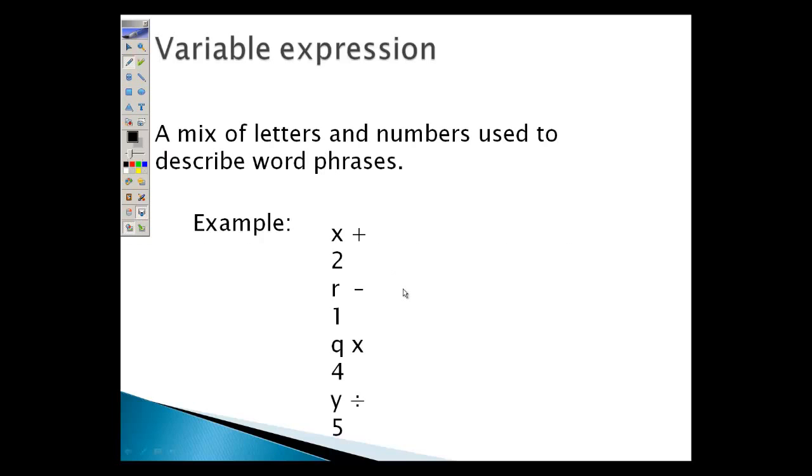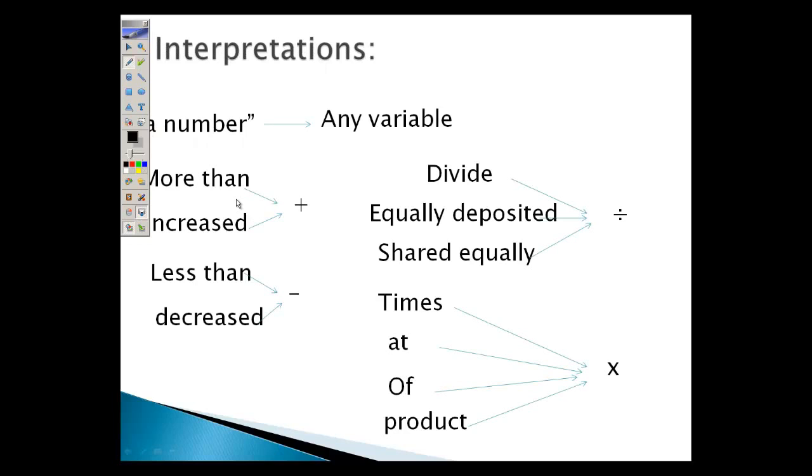A variable expression is a mix of letters and numbers used to describe word phrases. So we might have multiply, we might have plus, we might have 2r, minus 1q, x4y, divided by 5. Any of these signs we can use to make up an expression with a variable.